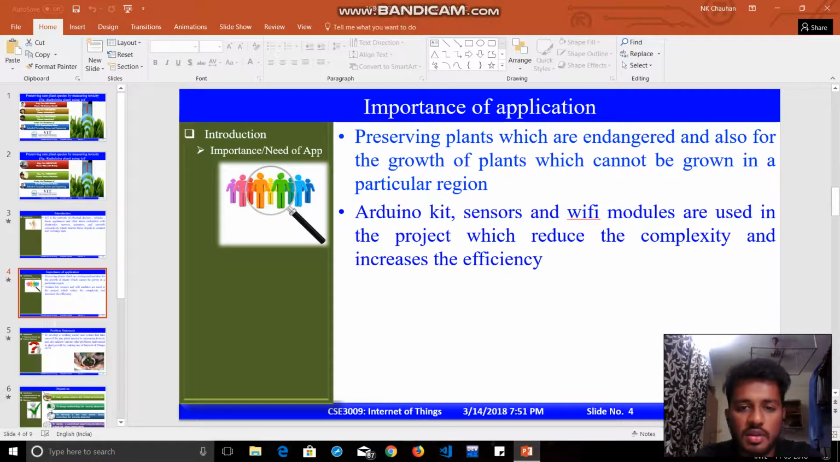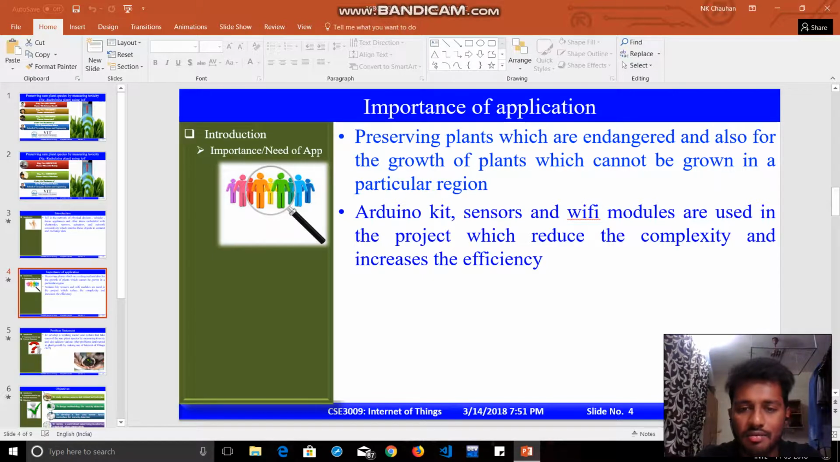You can see on the screen the importance of this application of the project, so let me read this out. Preserving plants which are endangered, and also enabling the growth of plants which cannot be grown in a particular region. Our project is going to focus mainly on preserving plants which are very endangered in nature. When there's an endangered plant, there's a need for special concern for them. This project is going to provide the system or platform for specialized care for these plants so that they have a healthy growth.